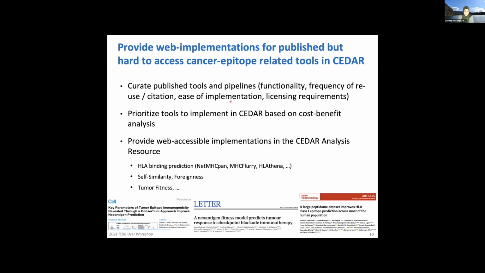For the analysis resource part of CEDAR, we want to provide prediction and analysis tools specifically for cancer epitopes. There are already a lot of tools and pipelines published, but those tools are often quite difficult to use because they require some programming experience to even install and also to use. So what we want to do is curate a list of such tools based on the functionalities they offer and also how often they are used and requested in the community.